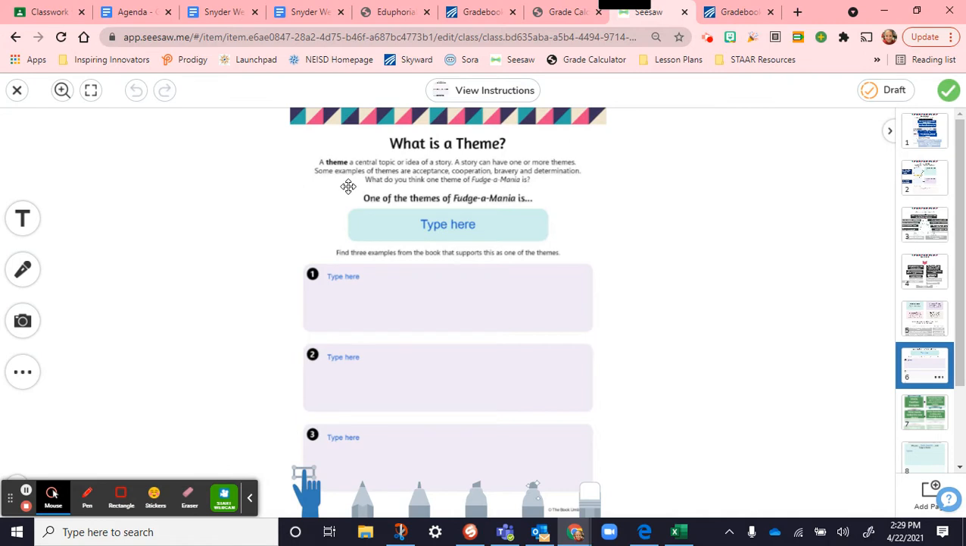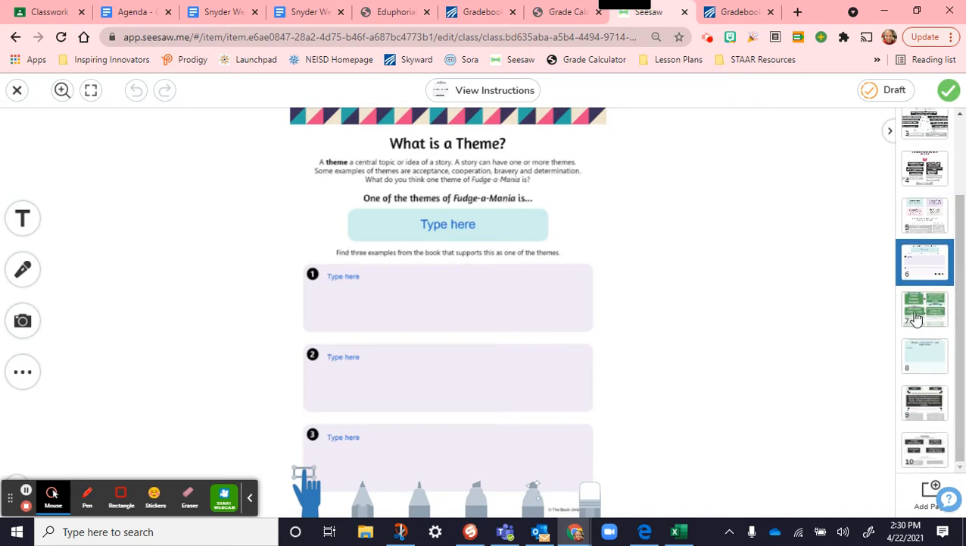So theme is a central topic or idea of the story. And so things like bravery, acceptance, cooperation, determination, friendship. I also gave this idea that Peter throughout the story is just growing up and getting older, and so he's going through things that happen as you grow up. Once you pick a theme, and there are many different ones in a story, then you're going to talk about evidence. How did you know? Why is that the theme? So if you pick friendship, where are some examples in the book that are examples of friendship?